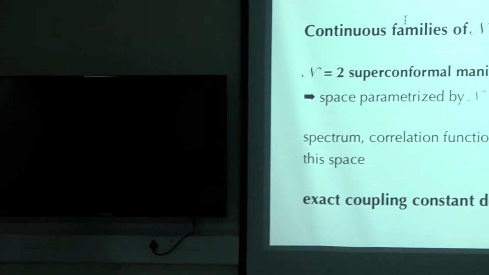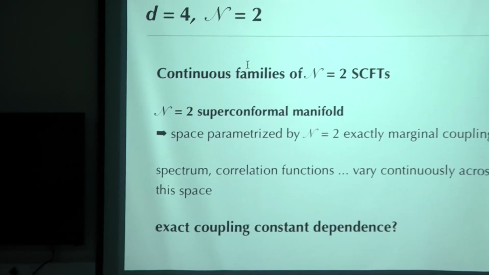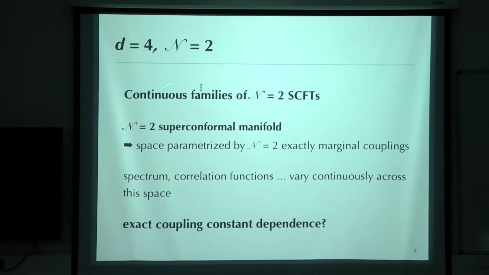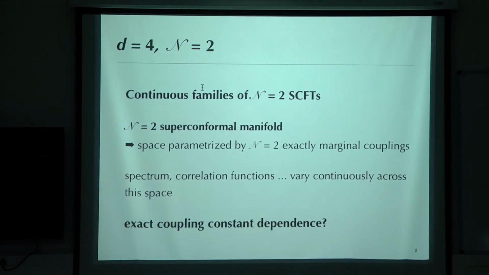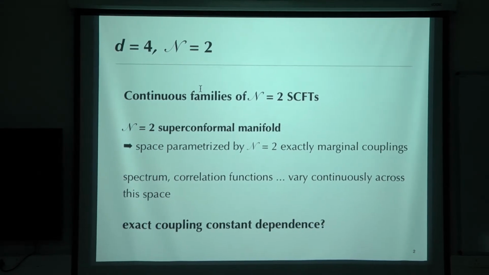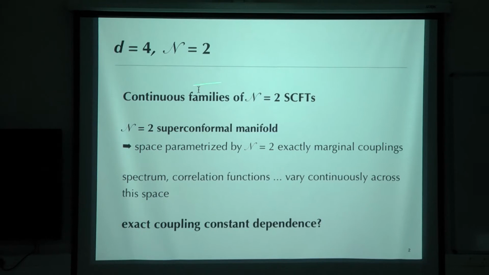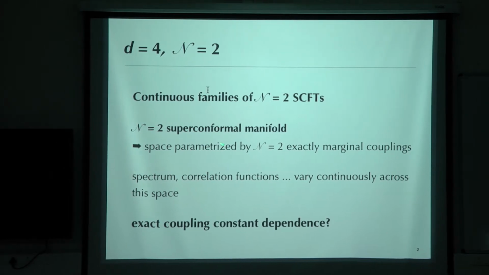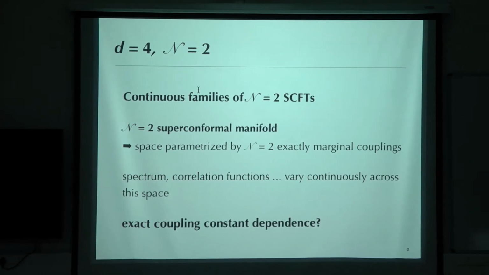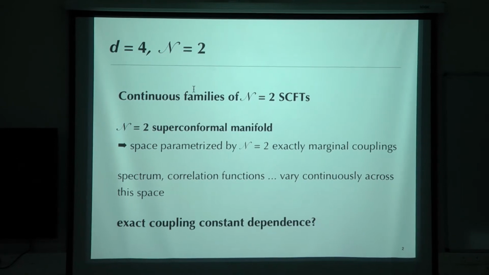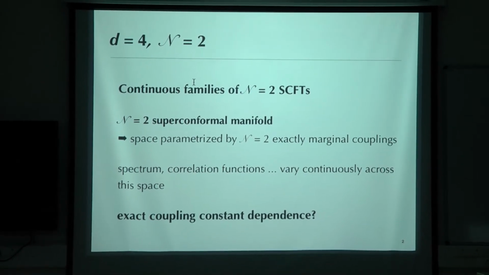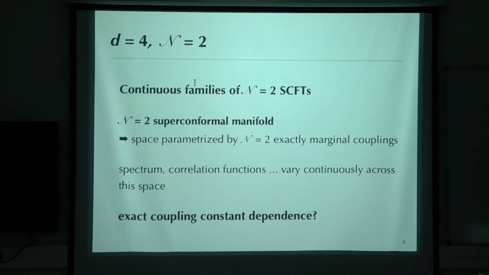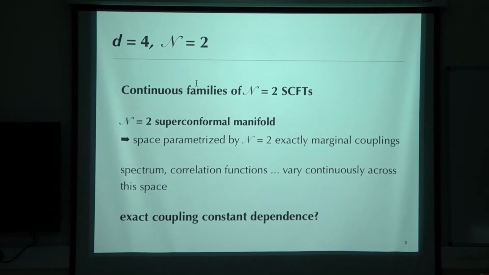Okay, so we're in 4 dimensions with N=2 supersymmetry, so we have 8 real supercharges. And I'm going to consider a situation where we have continuous families of N=2 superconformal field theories. And usually when we have such situations, it is useful to think in terms of an N=2 superconformal manifold, which is a space parameterized by the N=2 exactly marginal couplings. Okay, so it's similar to, say, N=4 super Yang-Mills, where we have an exactly marginal coupling, and we can tune freely that exactly marginal coupling.